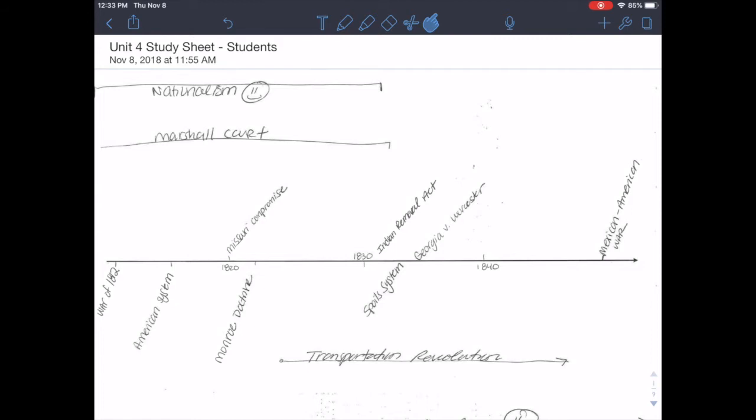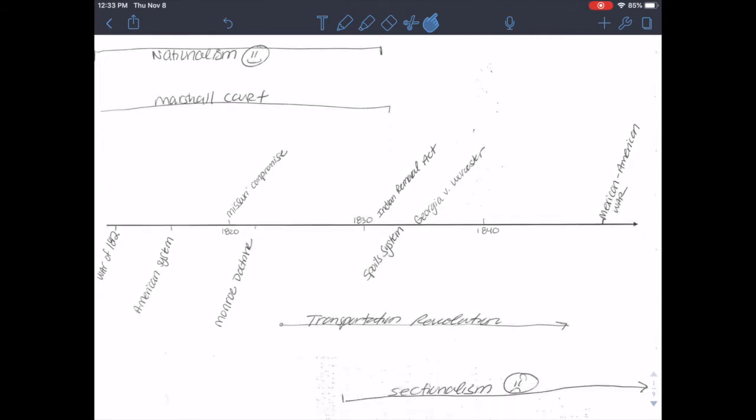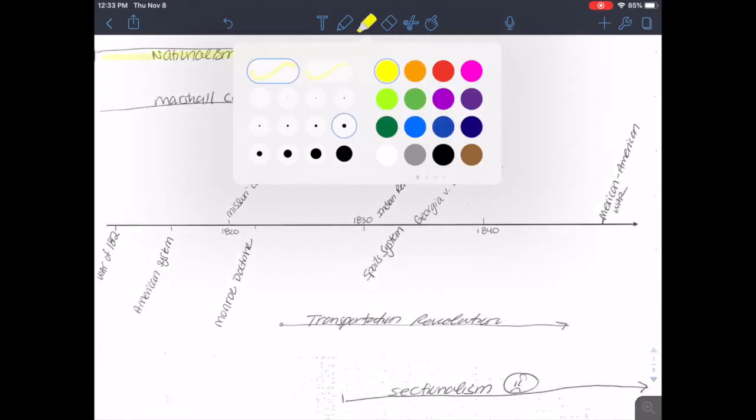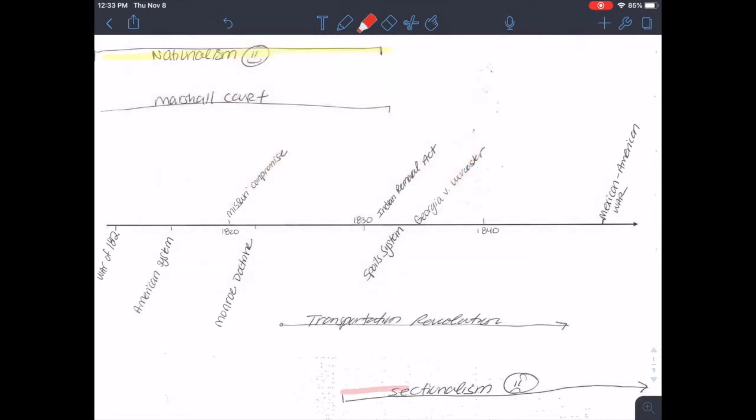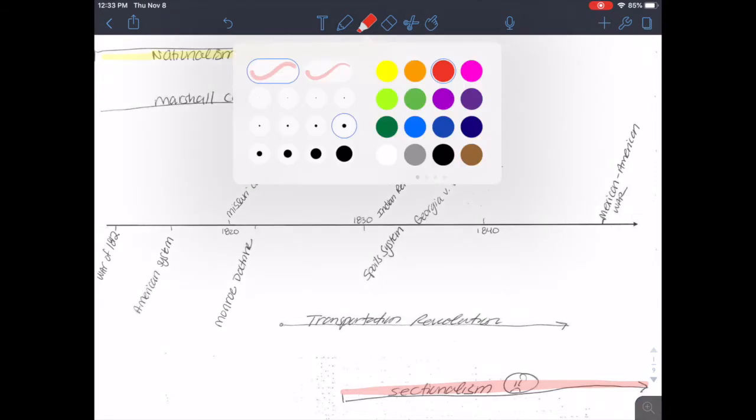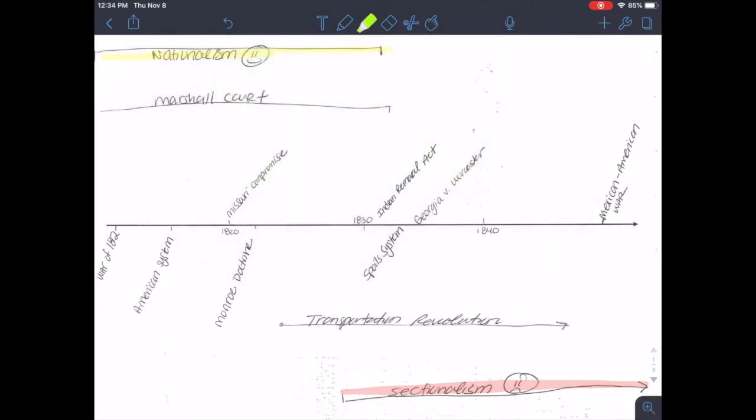So in this unit, we're going to see how Americans come together and feel very united on a national level. We're going to call that nationalism. So we'll see things like the War of 1812, where there's an external or outside threat. And this is going to want to give Americans more power to their federal government. And we're going to see that through different court cases on the Marshall Court. The Transportation Revolution will also bring Americans together. Eventually, we will see division as the U.S. moves west, and we'll call that sectionalism.